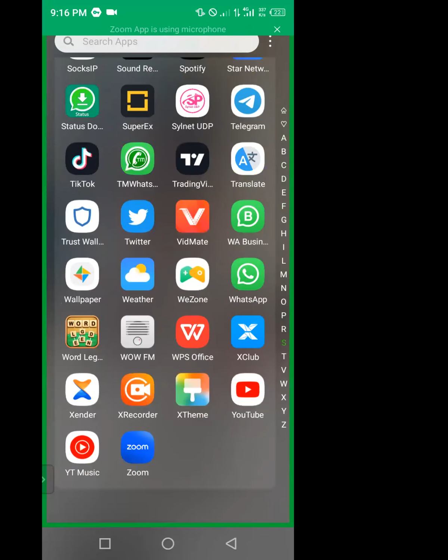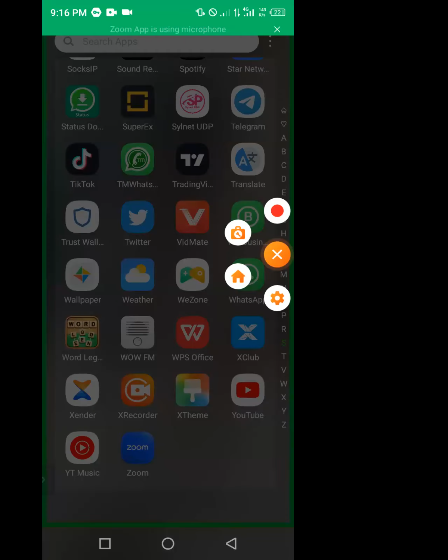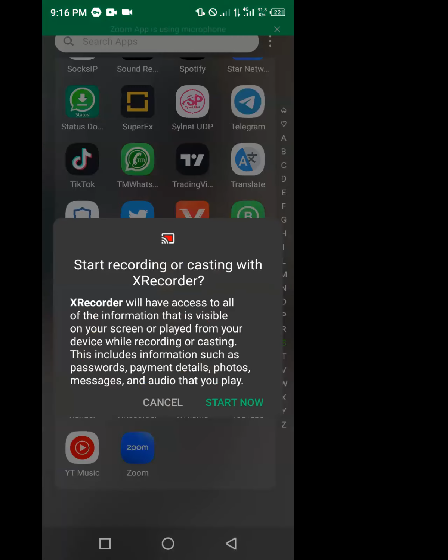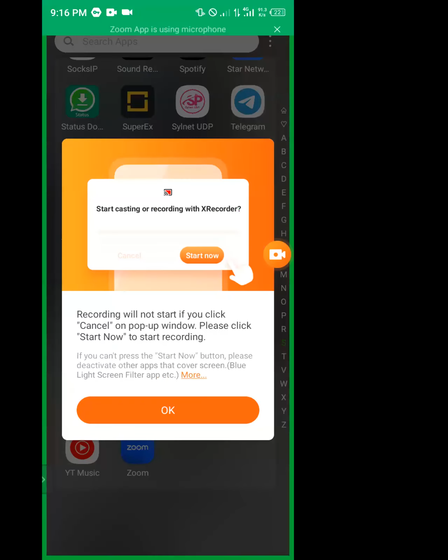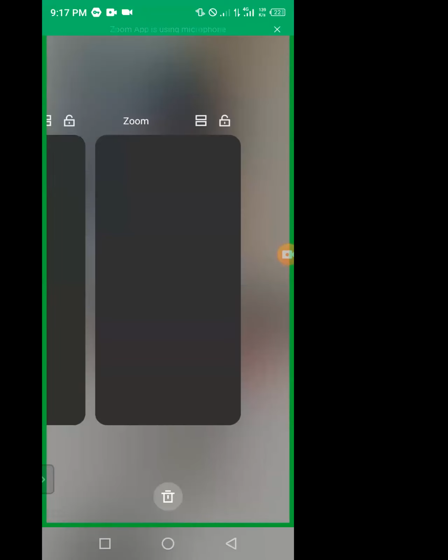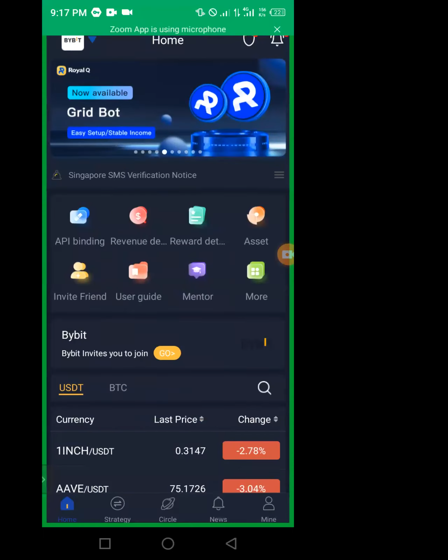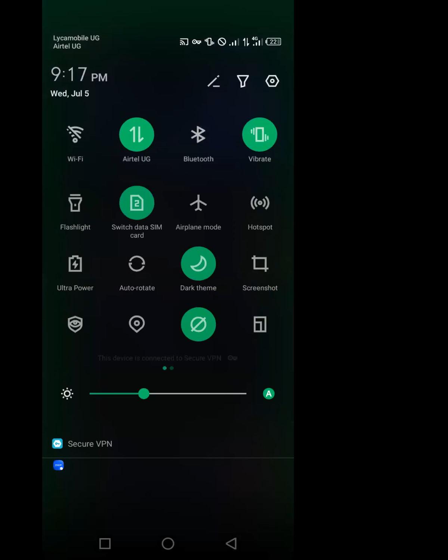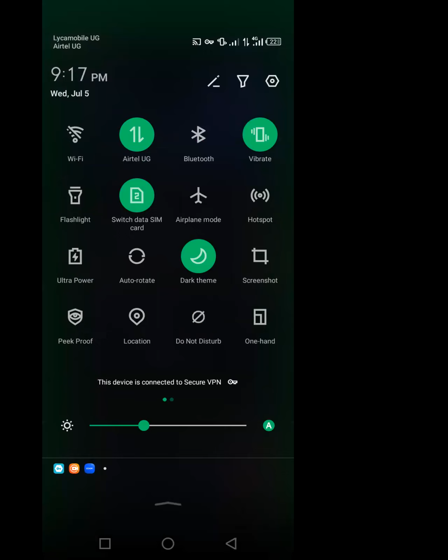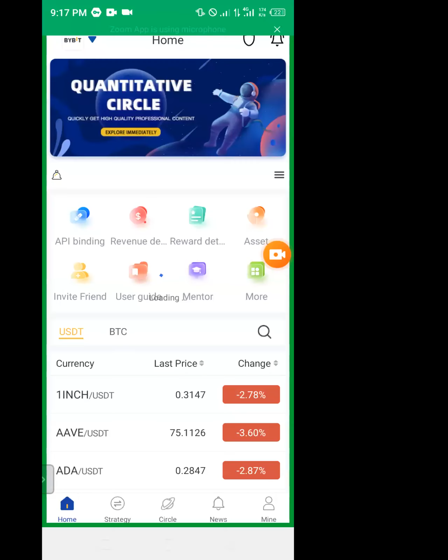Where are you? It's here. Okay, I needed my pointer. Let me make my screen bright so that we can be seeing very well.